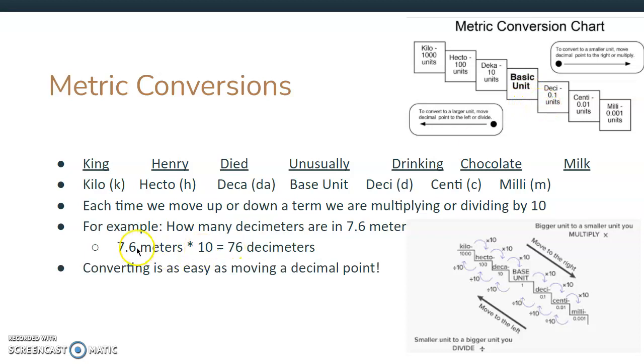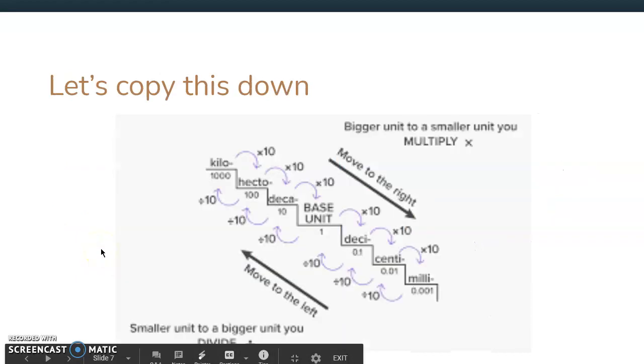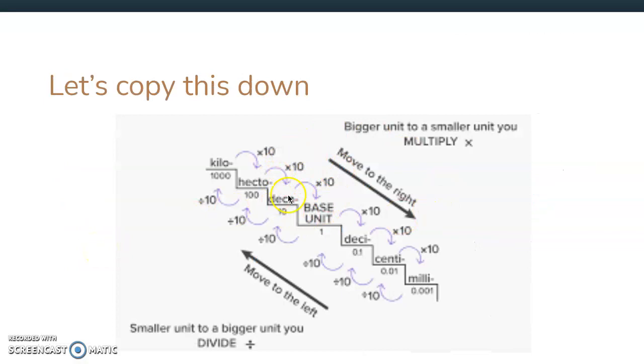So it's as easy as just moving a decimal point. But I want you guys to understand where it comes from. We're moving a decimal point because every time we multiply or divide by 10, we move our decimal point either to the left or to the right. So this is going to be a really important figure to help us remember. And I like this idea of a staircase. As we're going down our staircase, or going to the right, we're going to be multiplying by 10. And as we're going up the staircase, we have to divide by 10.